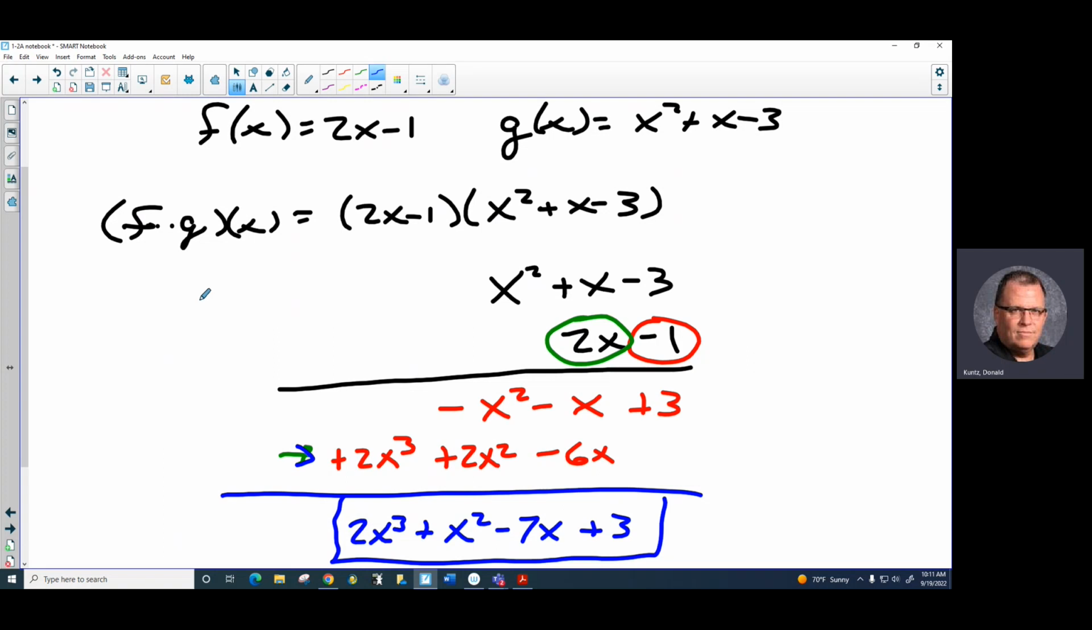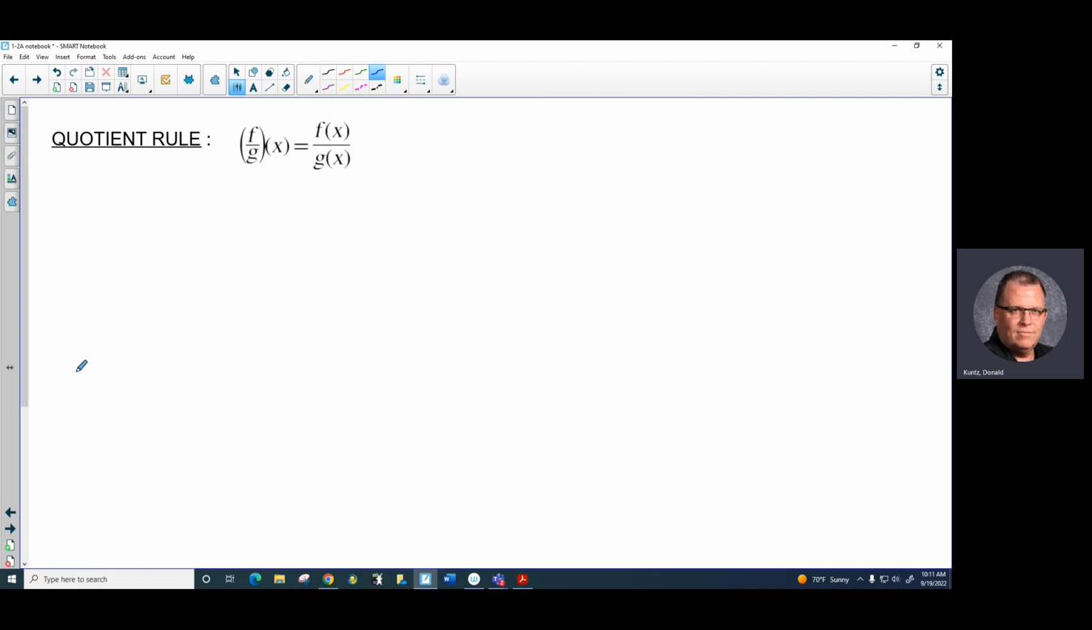So next, we are going to go to quotient rule. And if my machine will cooperate here. There we go. All right, quotient rule. With our quotient rule, we are going to have, again, the same idea. If they show you f over g of x, that's f of x over g of x. But I want to use some a little more complex examples here. If I gave you f of x equals, let's say, x plus 2, and g of x equals x over x minus 1.